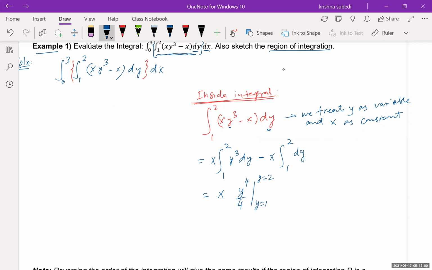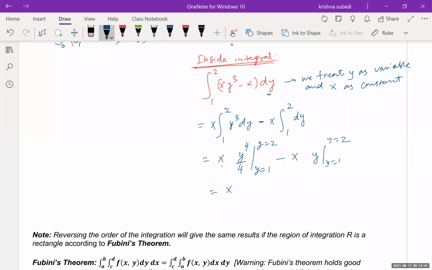I suggest that you write down this y here because I have seen in exams that if they don't write this y and just write 1 and 2, sometimes people get confused. They substitute this 1 and 2 for x. So to make things more clear, I suggest that you write down what the limit is for. So the limit is for y, minus x, and then the integral of dy is simply y, from y equals 1 to y equals 2.